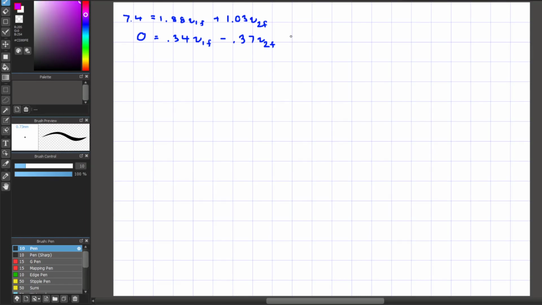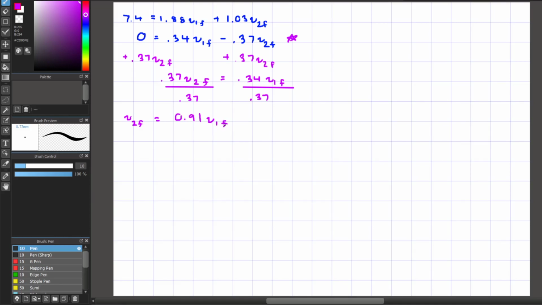Let's go ahead and choose one of the equations to use the substitution method. I'm going to use this one right here, 0 equals 0.34 V1F minus 0.37 V2F. And I am going to go ahead and isolate one of the variables. I think for this one, I'm going to choose to isolate V2F, though if you choose to isolate V1F, you should still be able to get the correct answer. After working that out, we're going to have V2F equals 0.91 V1F. And after we solve that, we can plug that expression into the other equation.